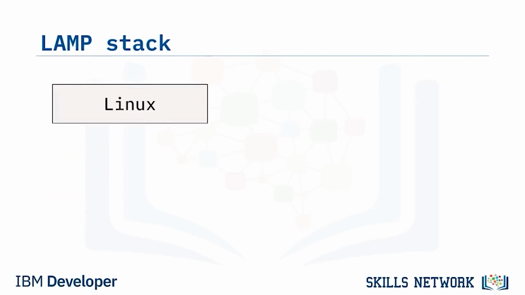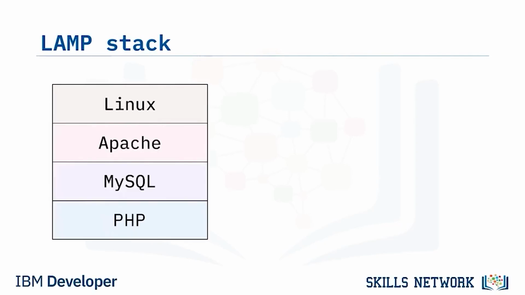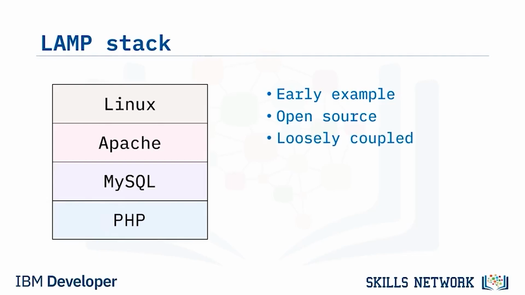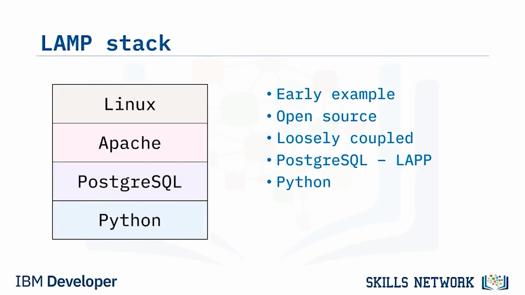The LAMP stack runs on the Linux operating system. It uses the Apache HTTP or web server, MySQL databases, and the PHP programming language. LAMP is an example of an early incarnation of a software stack designed for building websites and cloud applications. All its constituent parts are open source and loosely coupled, so it's easy to swap different options into the stack. For example, you could choose to use PostgreSQL instead of MySQL for your database server, changing the LAMP stack to be the LAPP stack. Similarly, you could use the Python programming language instead of PHP.